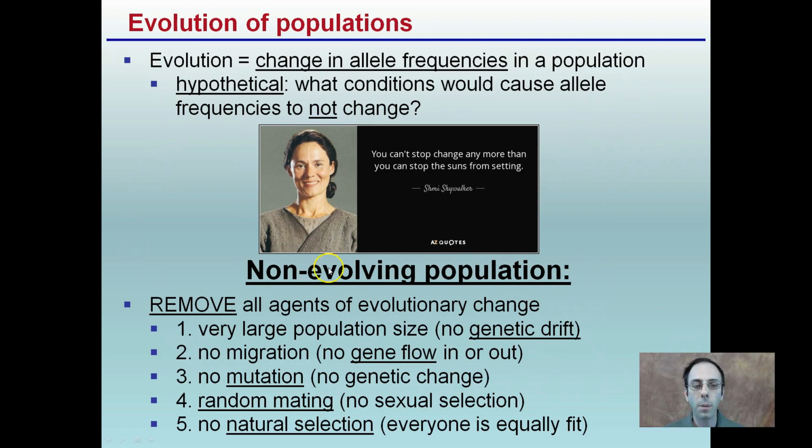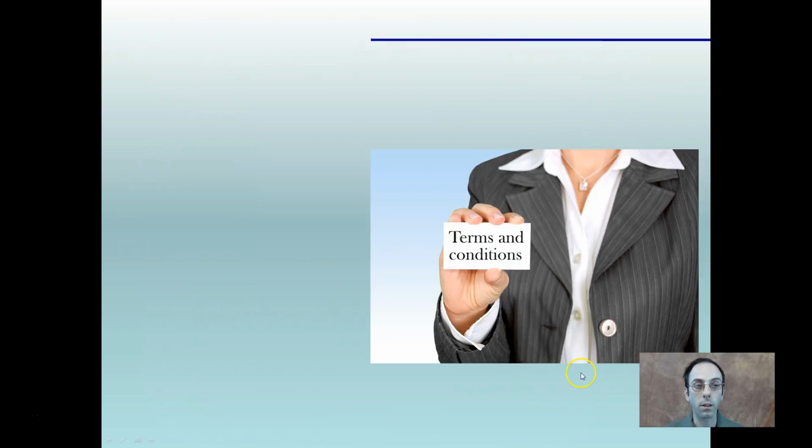So in a non-evolving population, there are 5 key factors that need to be considered. One, it has to be a very large population size with no genetic drift. There needs to be no migration in or out of the population, eliminating gene flow, and no mutations, so there's no change in the genetics. Random mating, so there's no selection of any individual or phenotype, and no natural selection occurring, meaning everyone is equally fit for the environment. There's no advantage to be one or the other.